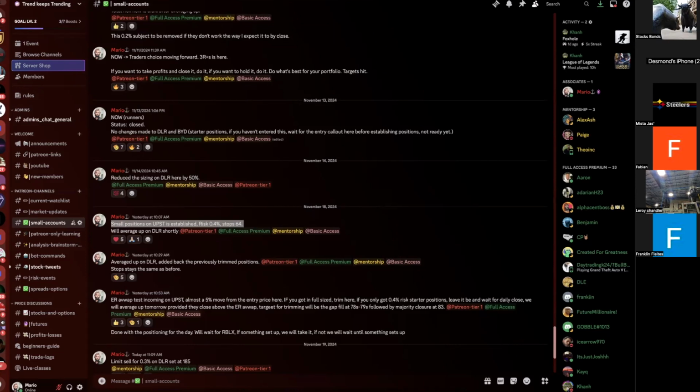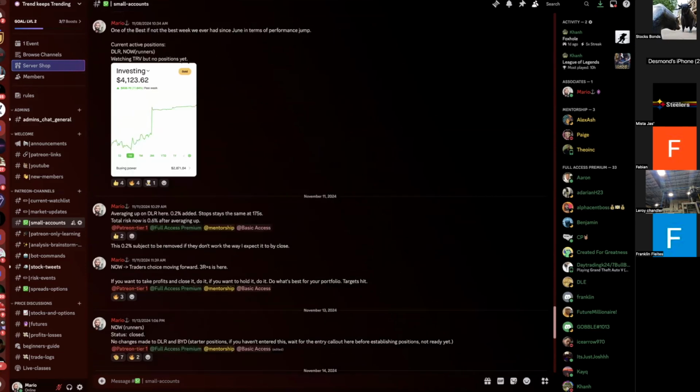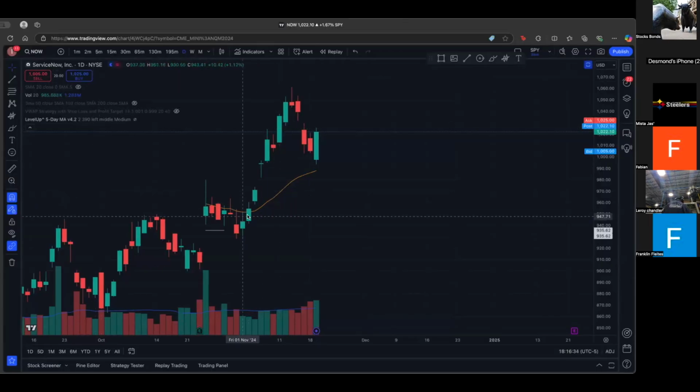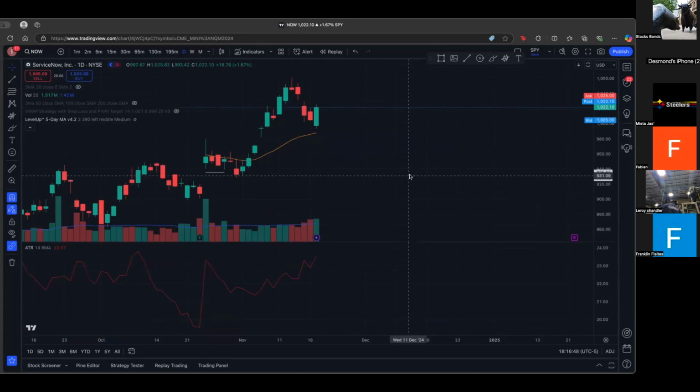And now let's go over another example. When we entered NOW, let me switch over the screens just so that you can see the charts as well. So NOW, when we entered this, we entered right here at around $950 and change. That was our entry price on NOW. And our stop price was around right here at 930s. So the ATR on NOW is around $24 and change.